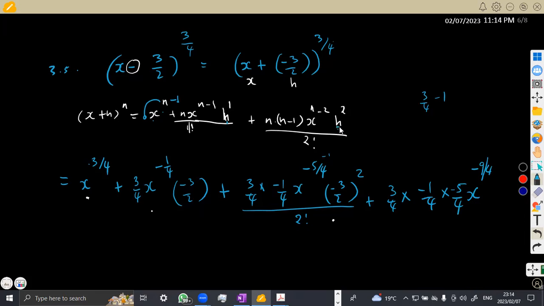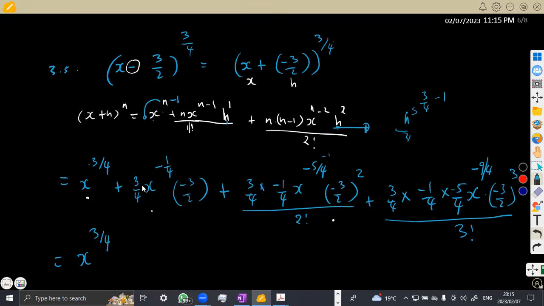Then h, as we saw, it was increasing. It was at 2, which means you're going to see it at 3 over 3 factorial. So the minus 3 over 2 is increasing, so it is going to be (minus 3 over 2) to the exponent of 3, everything over 3 factorial. Okay, so these are now 4 terms. We can simplify further. All right, so x to the exponent of 3 over 4 is going to be x to the exponent of 3 over 4 there.